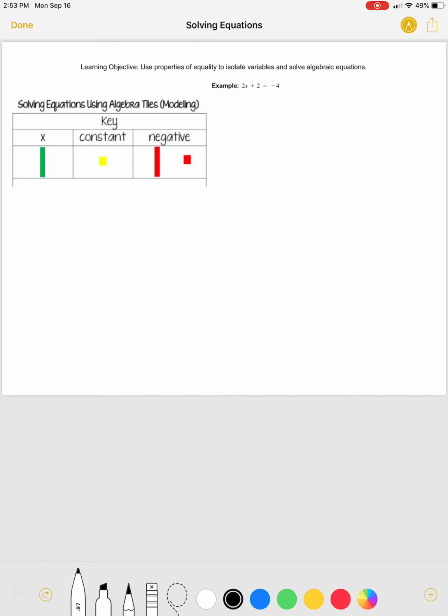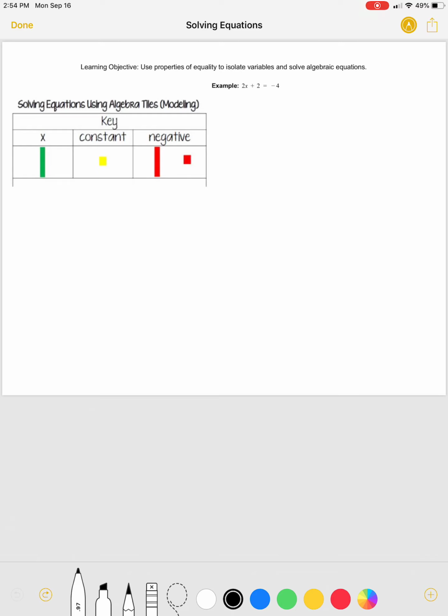Our learning objective is to use properties of equality to isolate variables and solve algebraic equations. When we talk about isolating a variable, that simply means to get the variable by itself in order to find the value of x. And solving that algebraic equation tells us that once we find the value of x, that is the value that's going to make our statement true.